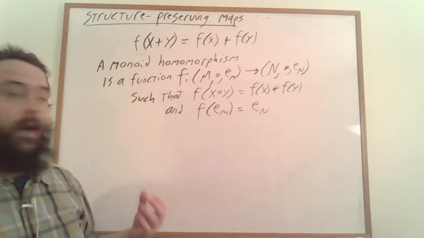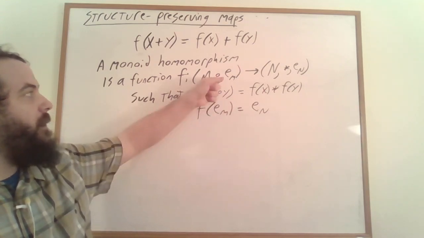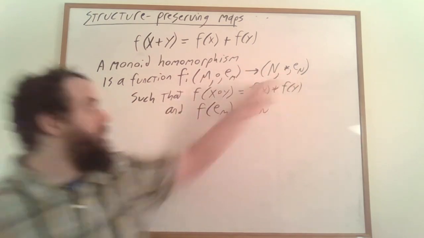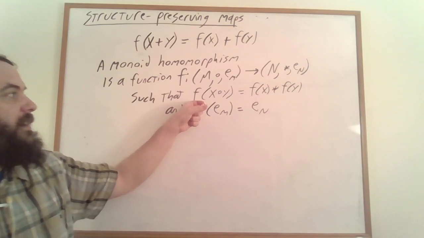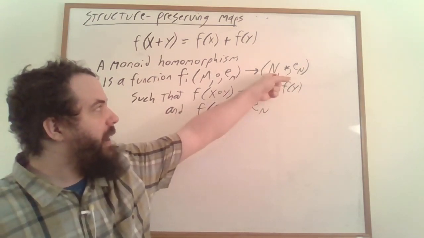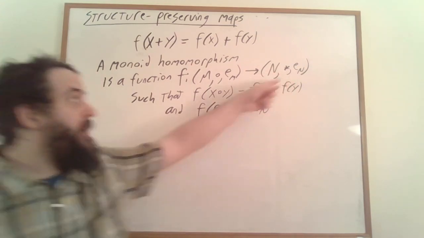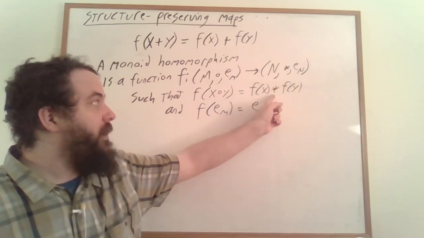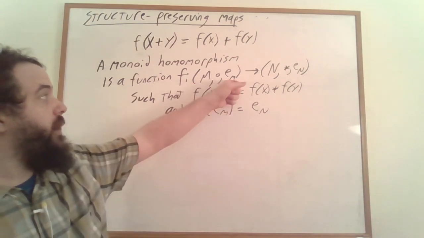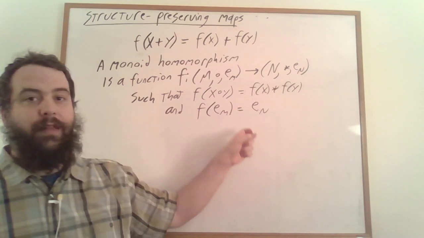And we're going to require that if x and y are elements of M, and we combine them in M, and then translate the result over to N using our function f, that's the same as if we were to take x and translate it over to N, and y and translate it over to N first, and then apply the operation to them. We'll also require, just to keep things nice, that if we translate the identity element of M, we wind up getting the identity element of N.